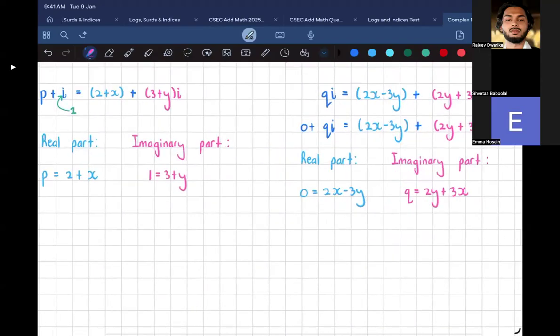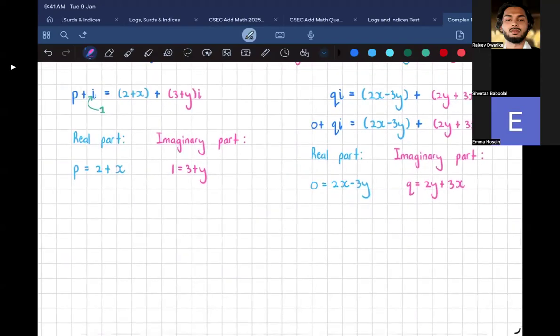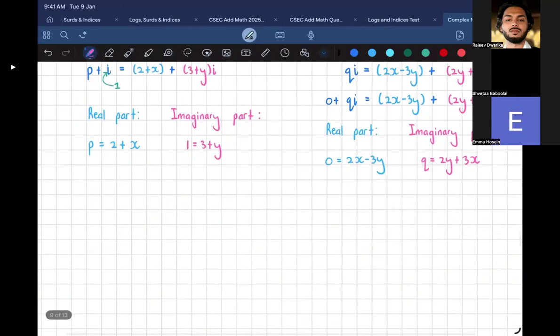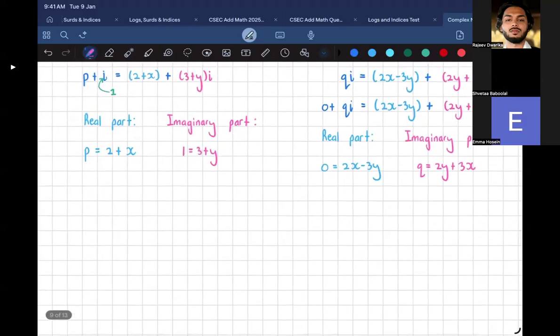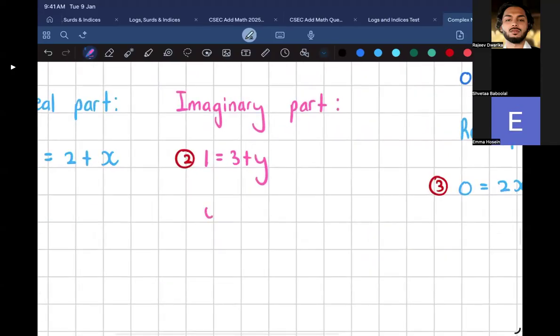Lovely. Now we are looking for two equations with just x and y in them, so we could solve simultaneously, or we're looking to see if we have any equations we could solve immediately. Are you all seeing any equations that we could solve immediately? So we generally have four equations here, right? We have this one, 1 equals 3 plus y. Yes, we could solve that immediately. If I solve that, y would be equal to 1 minus 3.